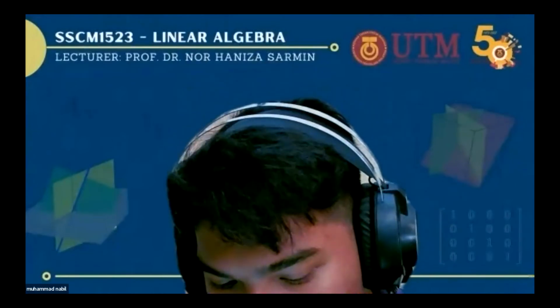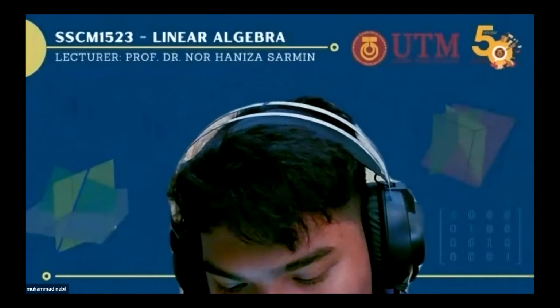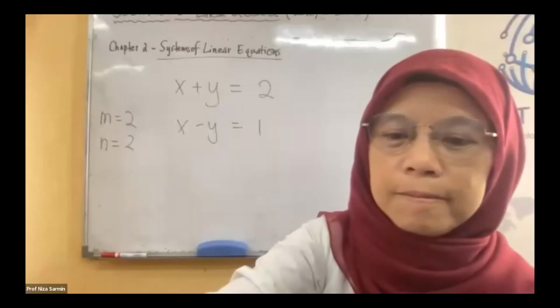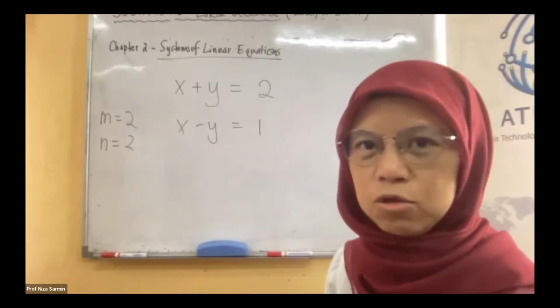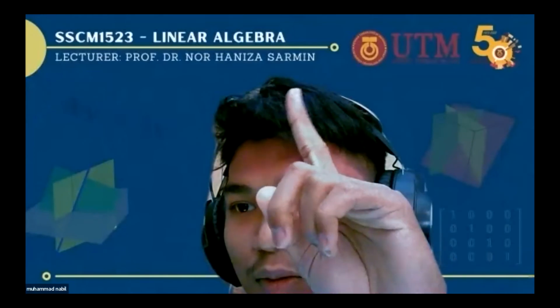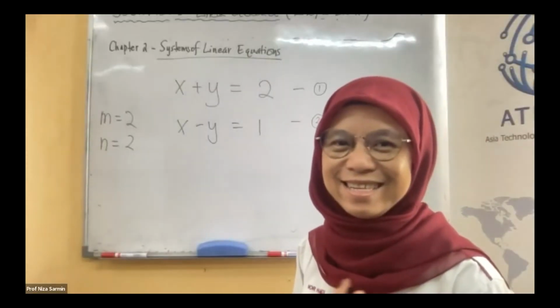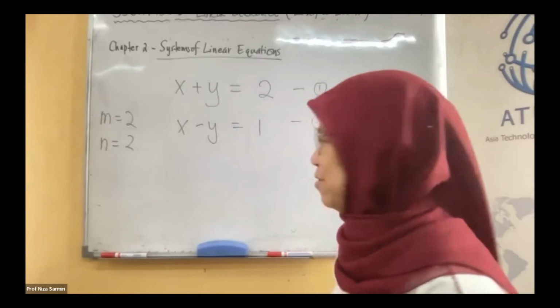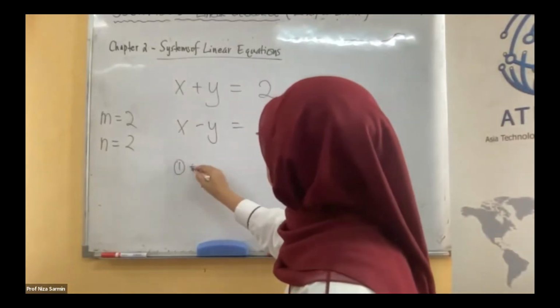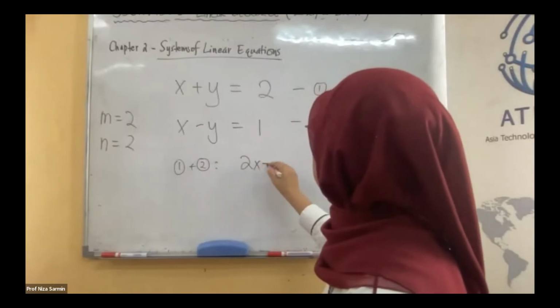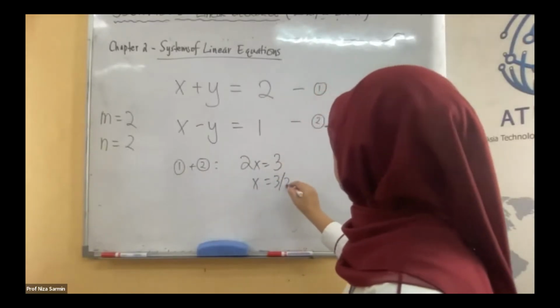Use the method like the method that you showed before. Yeah. So can you explain to me how you solve this? Firstly, we write 1, 1, 1, negative 1. This is what I learned, I remember, from form 4 to form 5. And then I add 1 plus 2, then I get 2x is 3, x is 3 over 2.